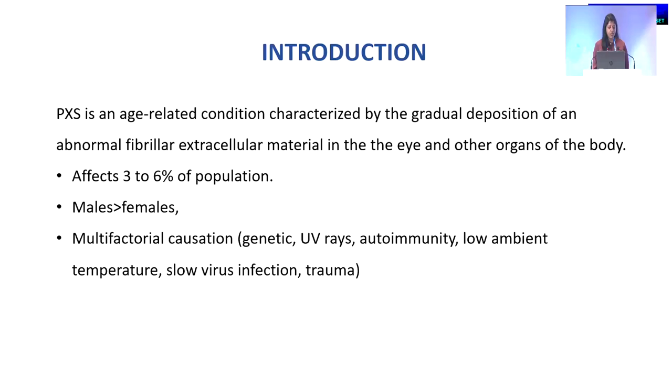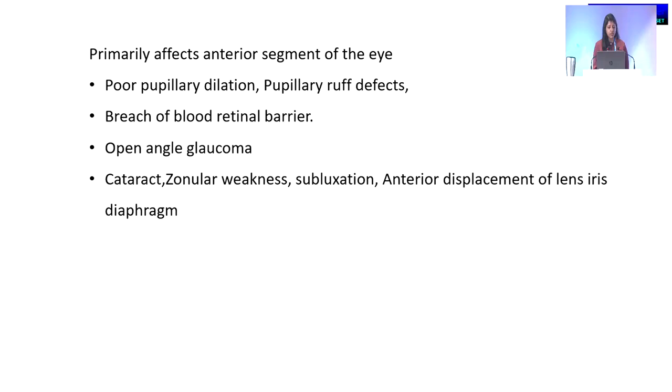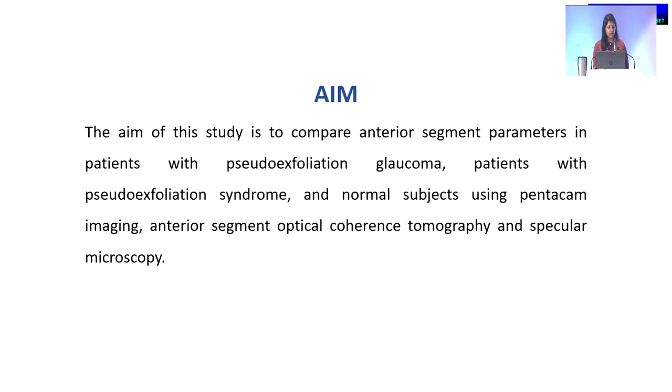Multifactorial causation has been implicated in pseudoexfoliation syndrome, with genetics, UV radiation, autoimmunity, low ambient temperature, slow virus infection, and trauma as causative agents. Primary effects on the anterior segment of the eye are poor pupillary dilation, pupillary ruff defects, breach of the blood-aqueous barrier, open angle glaucoma, cataract, zonular weakness, subluxation of the lens, and anterior displacement of the lens iris diaphragm.